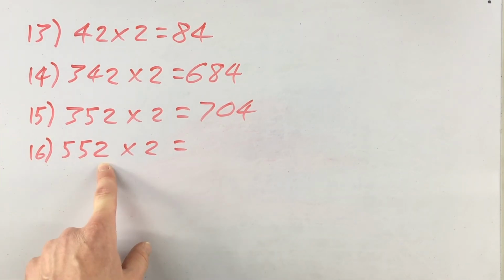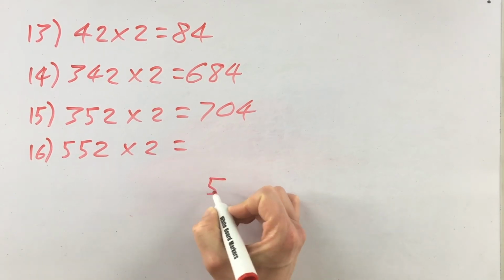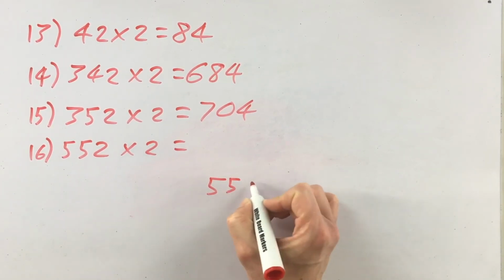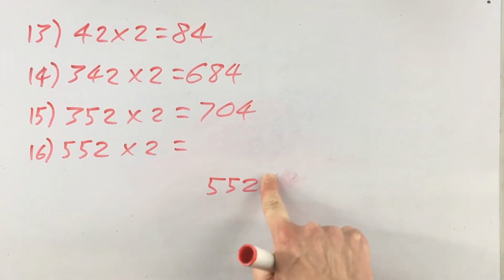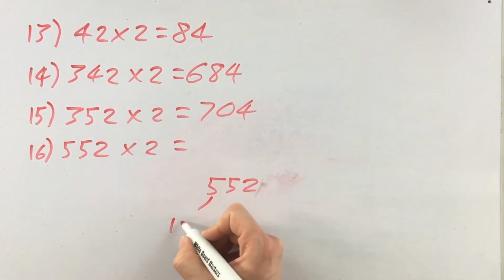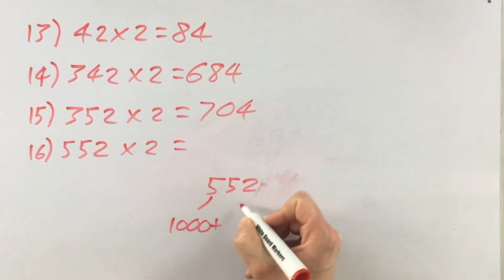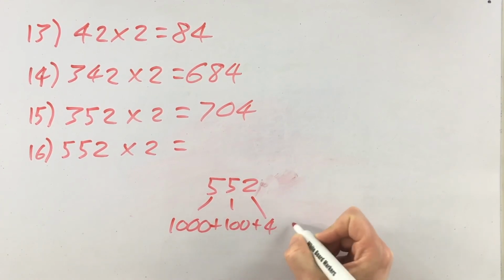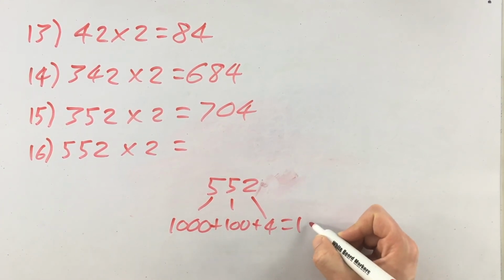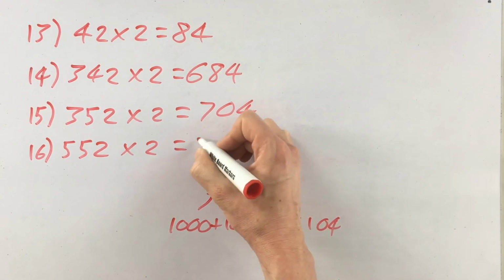So 552. Again, if we're going to do this as a diagram, then we will double 500, which this time gives us 1,000. So we've gone into the thousands now. We're going to double 50, which gives us 100, and we're going to double 2, which gives us 4, and it's 1,104.